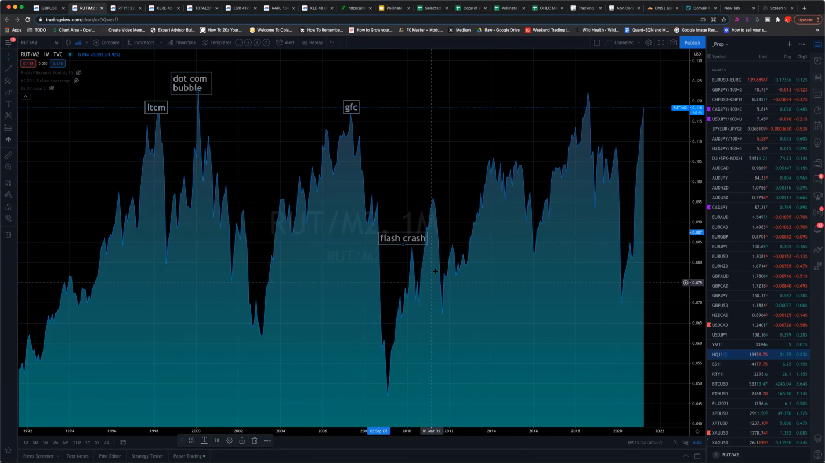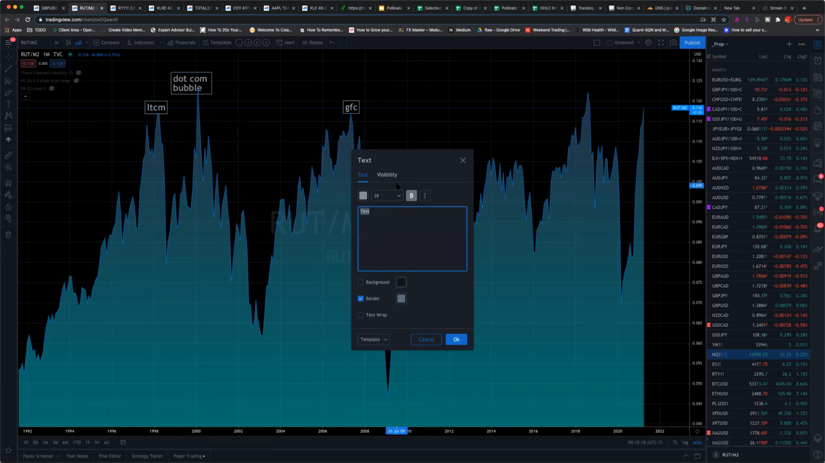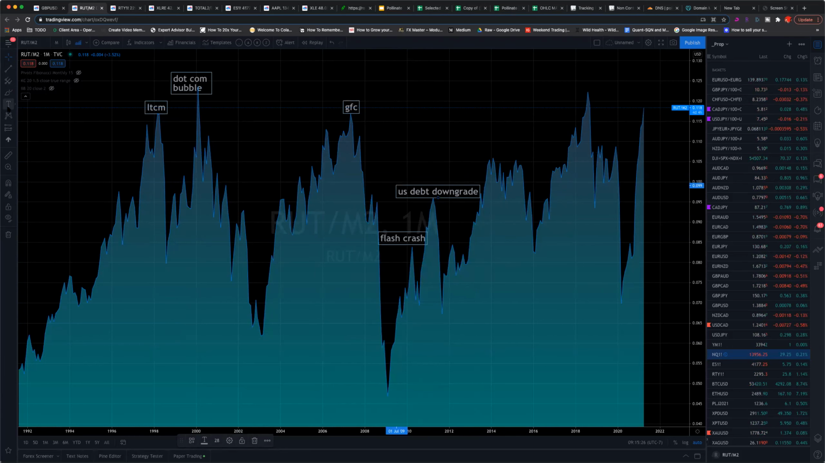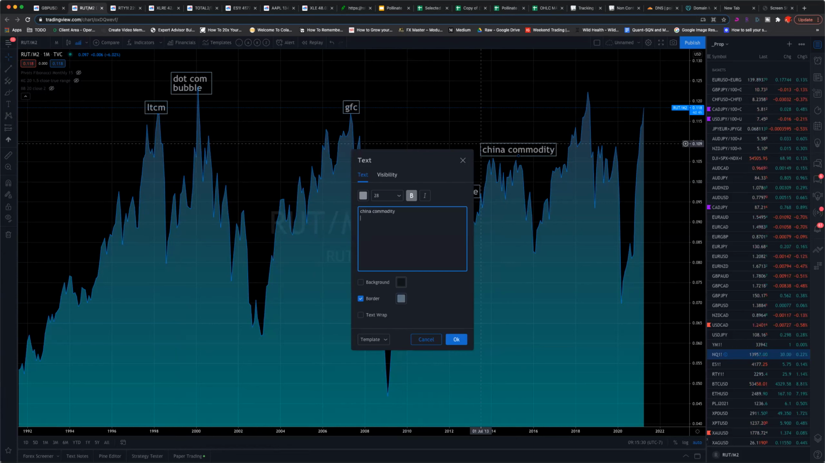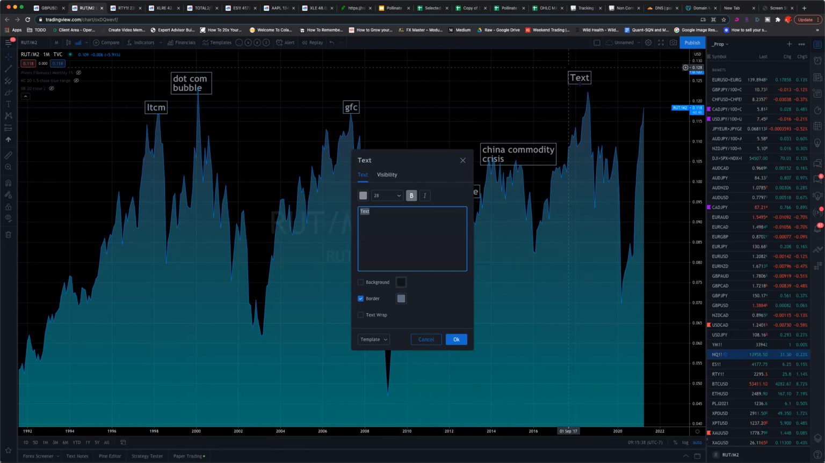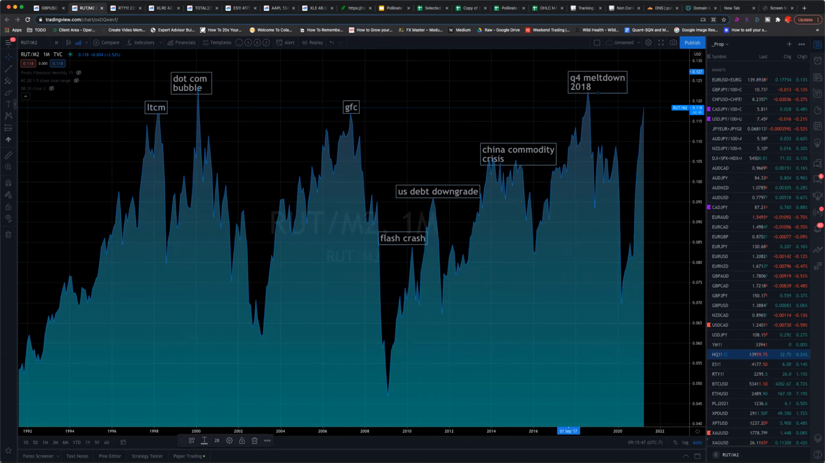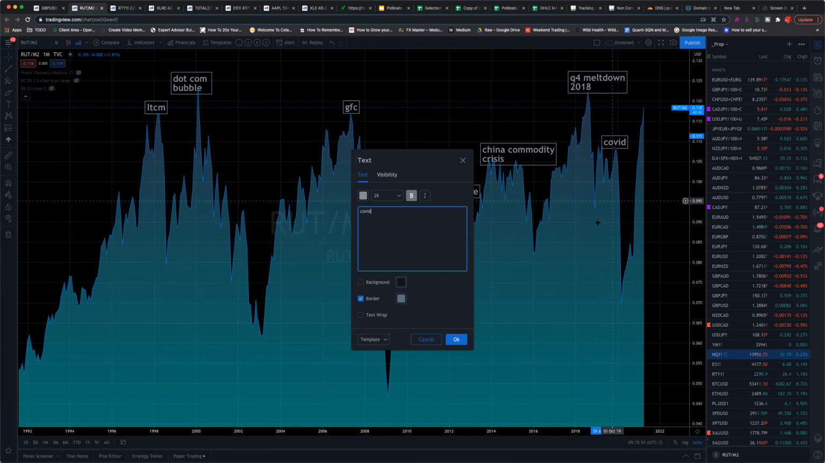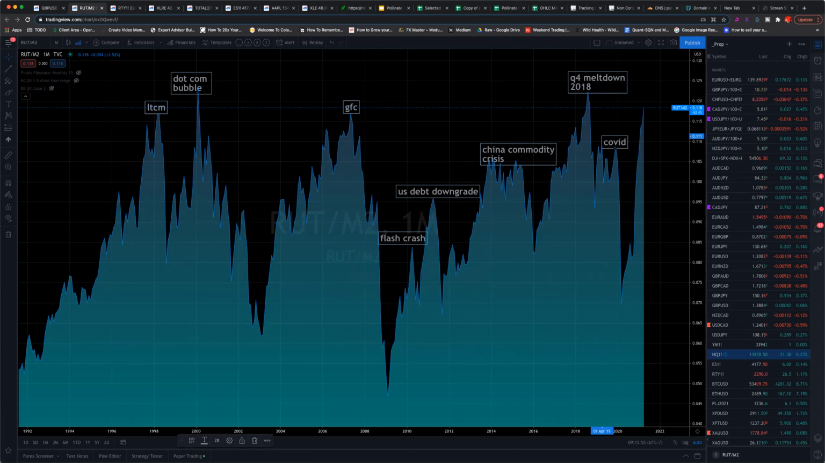So this one doesn't really map it. This would have been the US debt downgrade, I believe. This would have been the Chinese commodity crisis. This was the Q4 meltdown. And then COVID was even lower than where we are right now. So, okay, I've got two pieces of bear porn out there that give us a little bit of indication that maybe we have a reason to look.